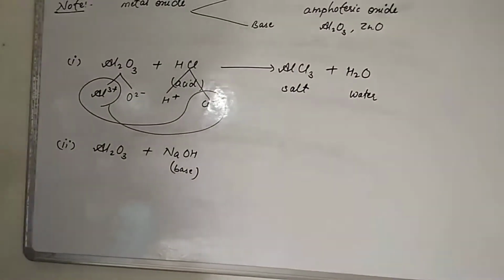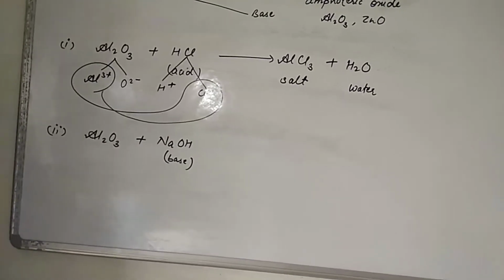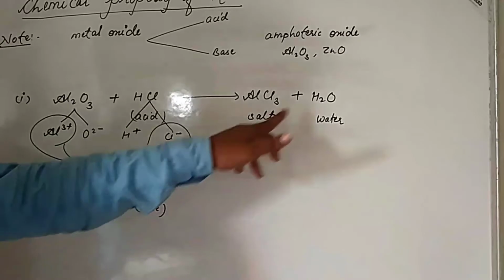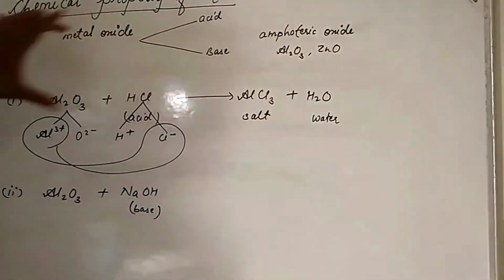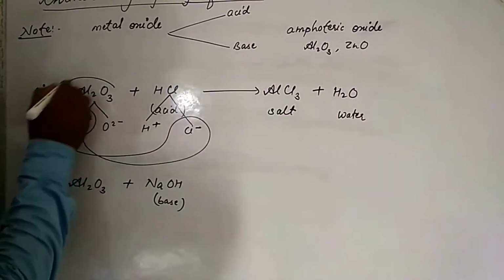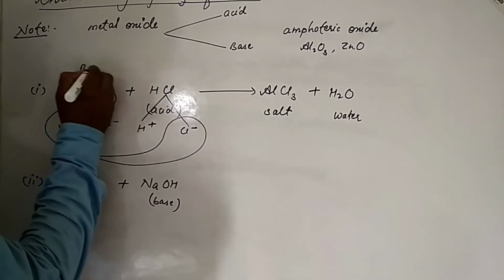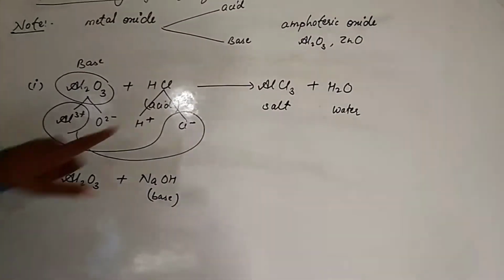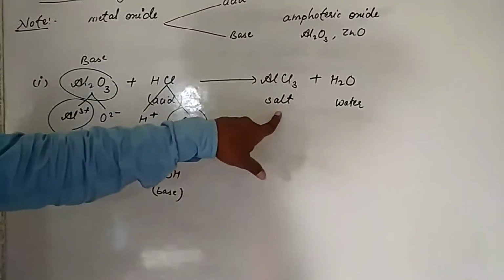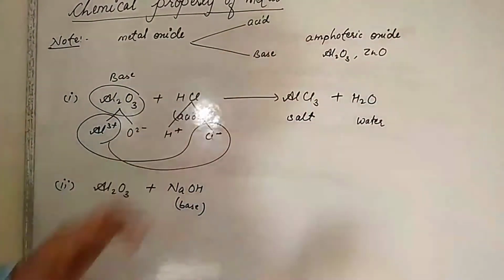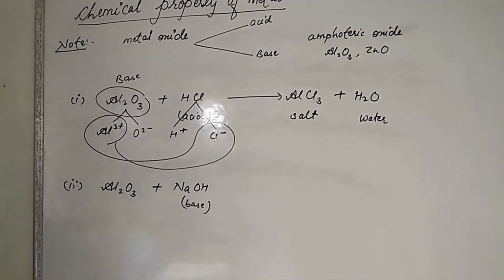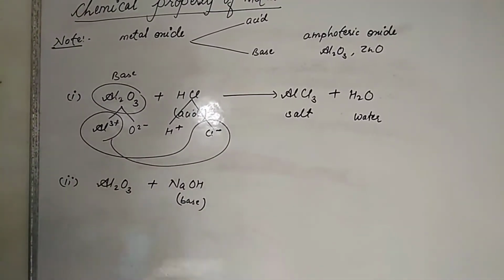So, in chapter first, we have read that when acid reacts with base, they always give salt and water, and this reaction is known as neutralization reaction. So children, this compound is behaving like a base because when acid reacts with base, only then does it give salt and water. Clear? Now here the aluminum oxide is behaving like a base. Clear? Now second example.